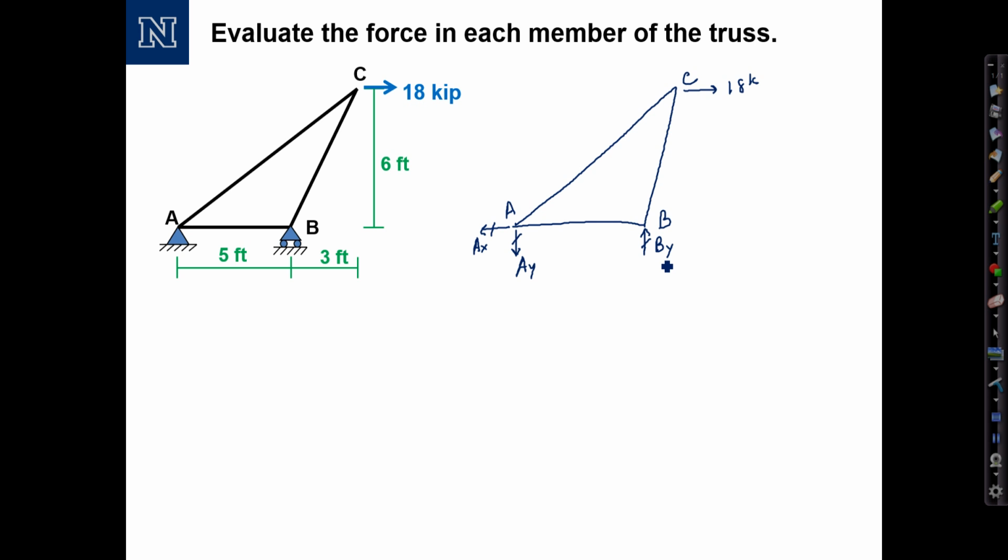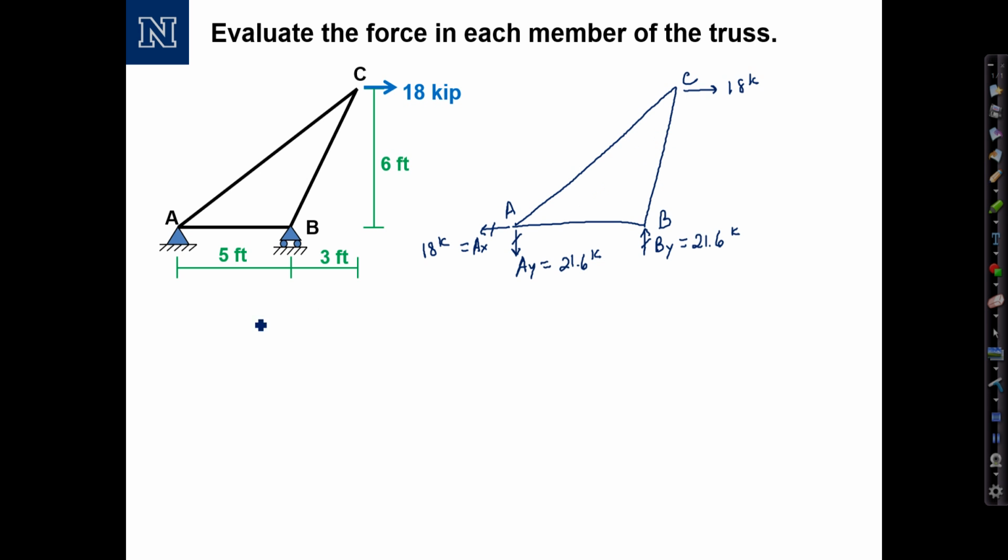In the interest of time, I'm not going to solve for the reactions, but just state them. So A sub x is 18 kips, A sub y is 21.6 kips acting downward, B sub y is 21.6 kips acting upward. If you have the time and you want to practice, you're encouraged to try to solve for those reactions yourself. Next, we look at the forces in the internal members, AB, AC, and BC.